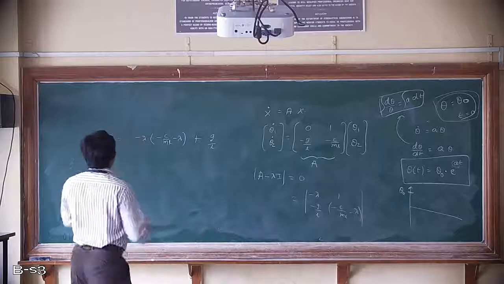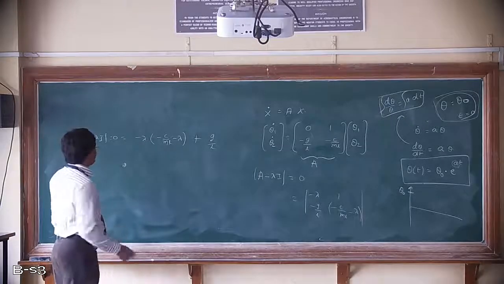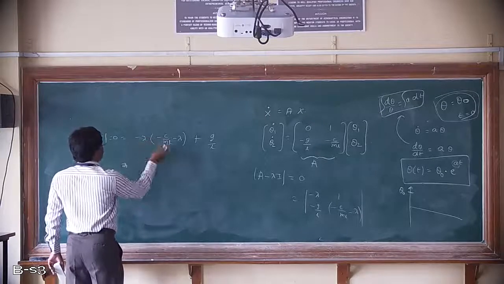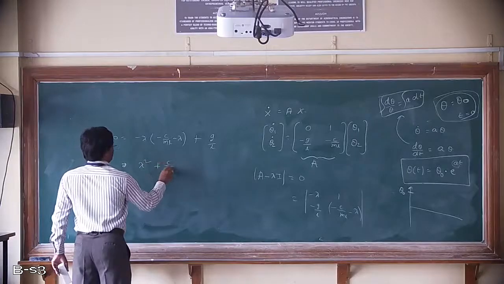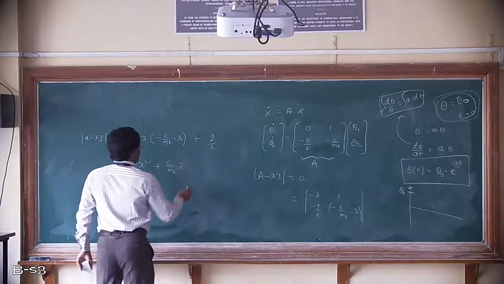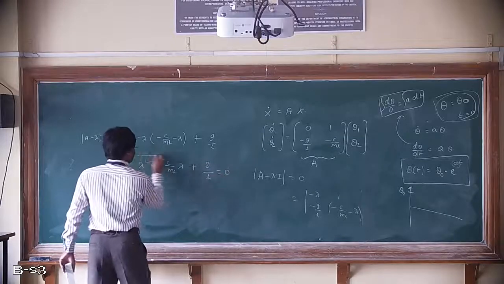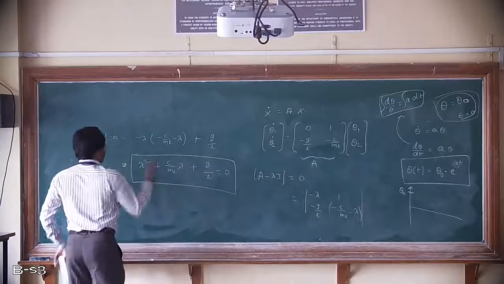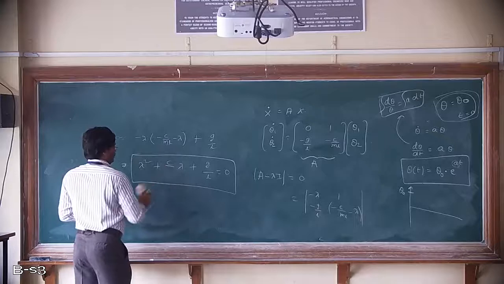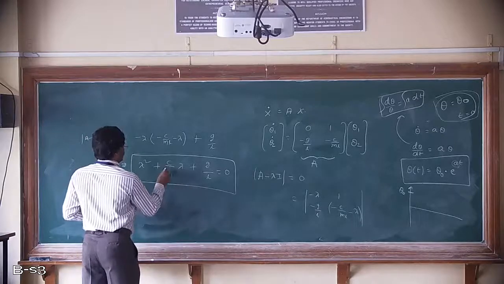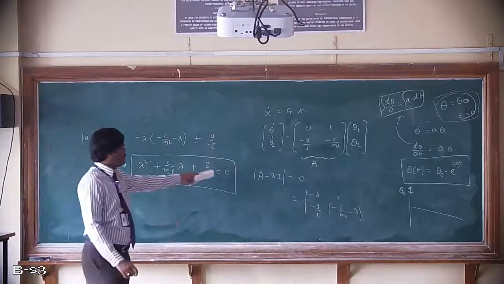So if you solve this, you will get a second order equation. Directly I am writing lambda square plus C by ML lambda plus G by L is equal to 0. You are getting like this. Lambda square plus C by ML, where L is the length of the string, into lambda plus G by L is equal to 0.